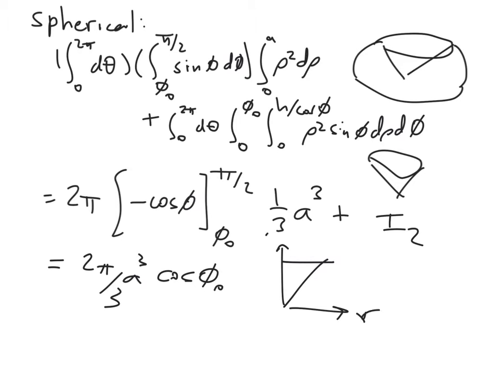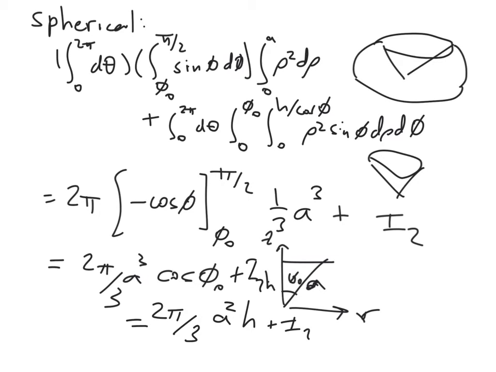If this is the RZ plane, we know that we go up to a height h and we go out a radius a, and that this is the angle phi naught. And so actually, we know cosine of phi naught. It's h over a. And so this is 2 pi over 3 a squared h plus I2. And so now we just need to figure out what this second integral contributes, because we figured out the contribution from this wedge out of the sphere.